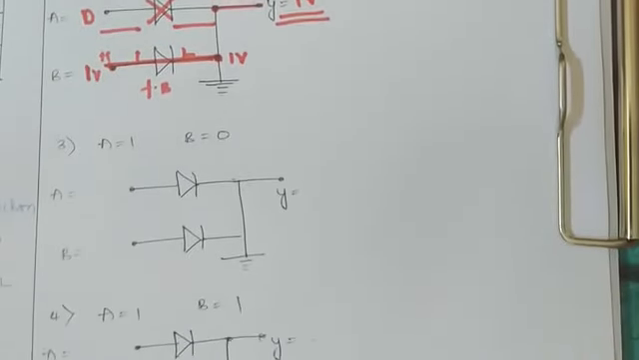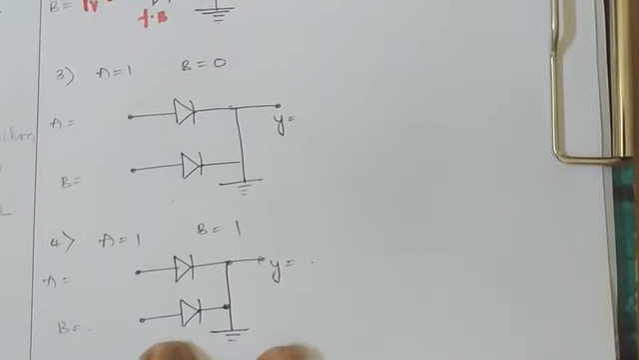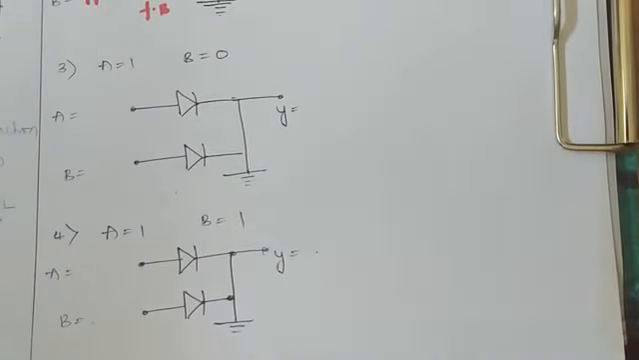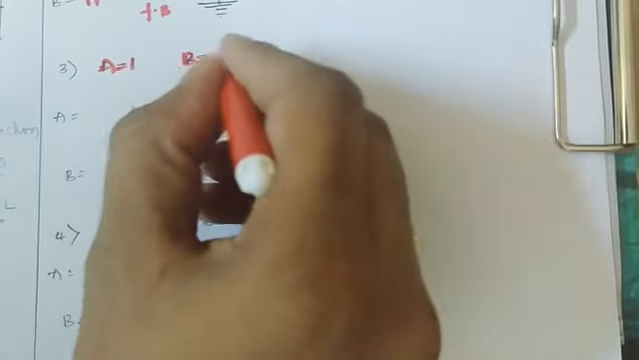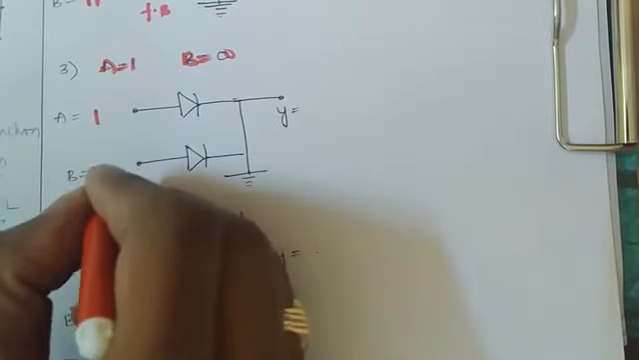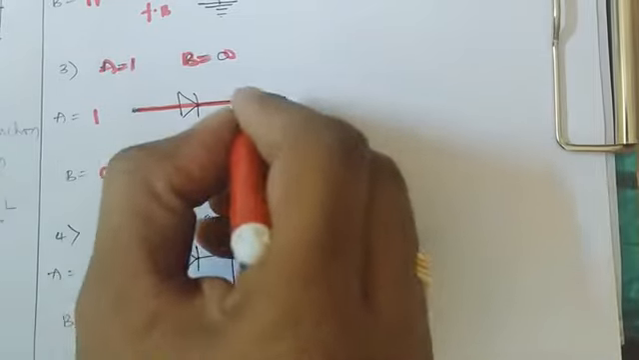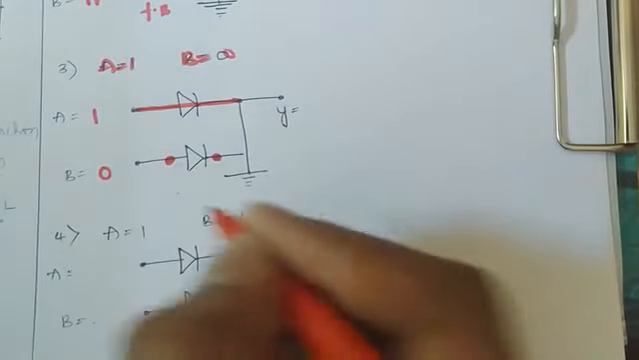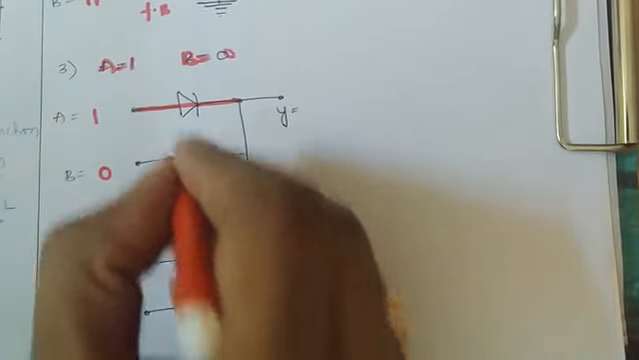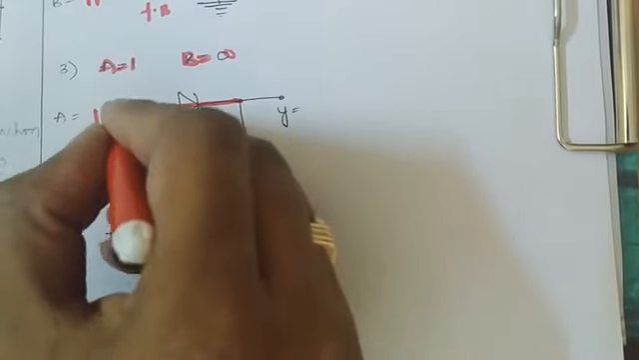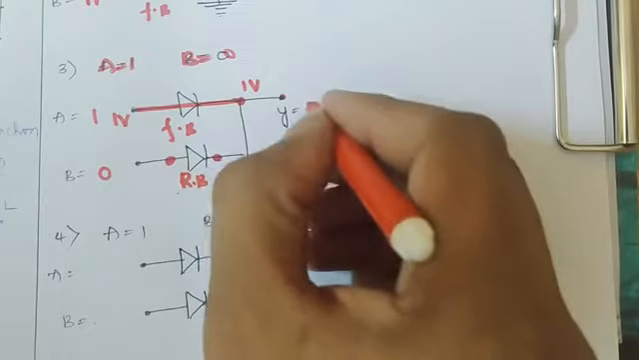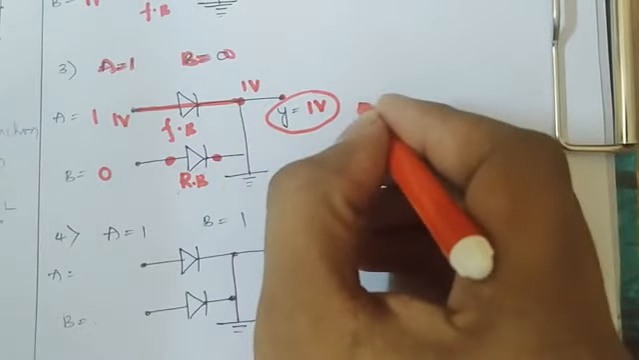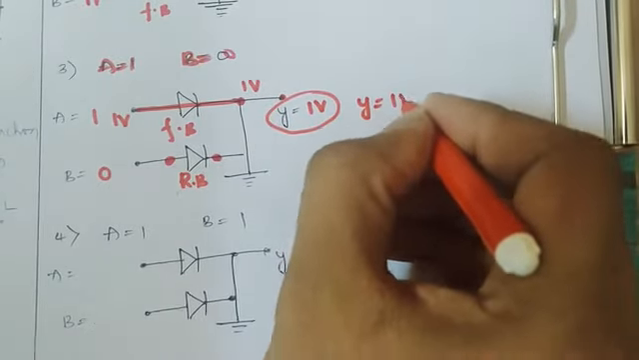Next, the third case: A equal to 1 and B equal to 0. One diode acts as a short, it is forward biased, and the other acts as open, it is reverse biased. If it is at 1 volt, the common point will also be at 1 volt, so the output will also be 1 volt. So we get a high output.